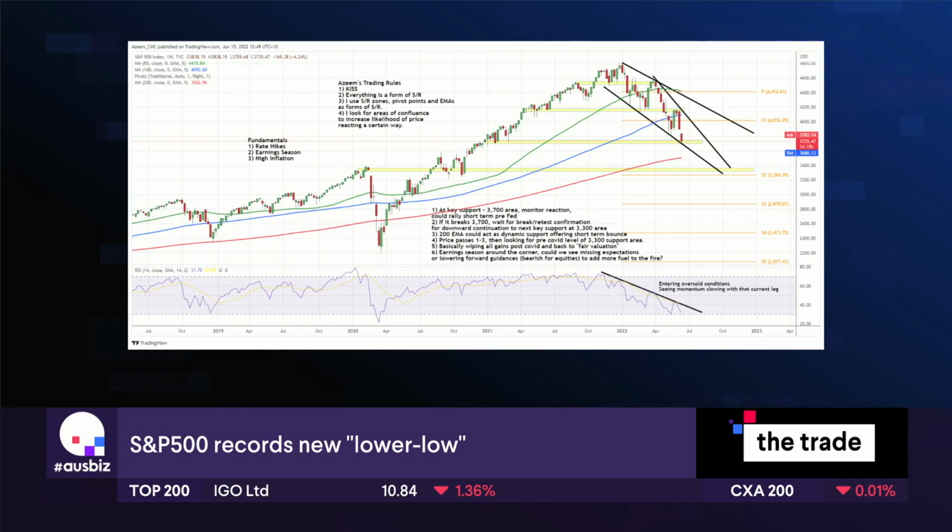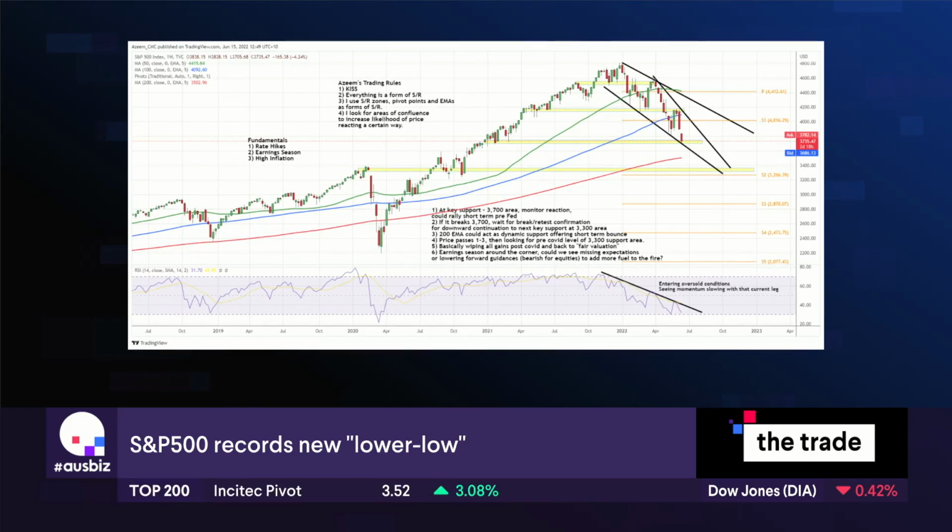We can see that descending trend line. We don't know what's going to happen, given that the Fed is coming out tomorrow with a rate hike. Rate hikes are positive for the US currency, so we could see a bit of a rally. I've got there, on the fundamental side, rate hikes, earnings season, and high inflation. In the technical steps, I've got 1, 2, 3, 4, 5, 6, which is kind of what the outcomes might be.